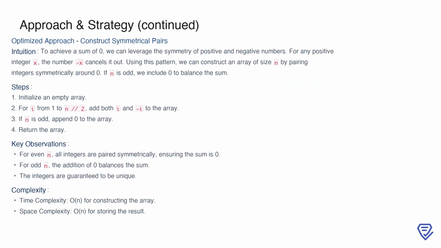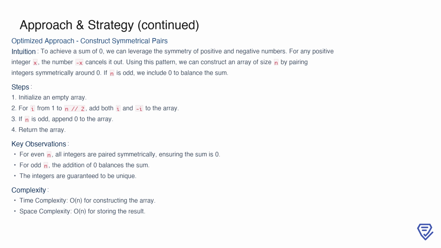Now let's explore a much more efficient and optimized approach, constructing symmetrical pairs. The idea here is to take advantage of the symmetry between positive and negative integers. For any positive integer x, its negative counterpart -x cancels it out, ensuring a sum of 0. We can use this property to construct an array of size n by pairing integers symmetrically around 0.